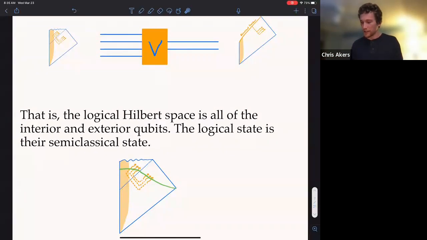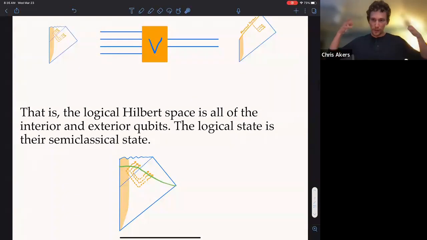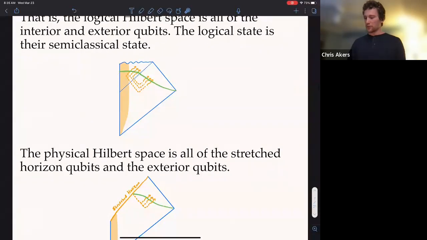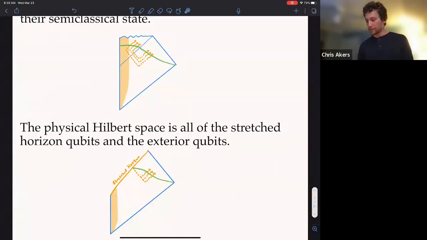In the semiclassical picture, I might draw this green time slice, and all the degrees of freedom on that time slice are the degrees of freedom in the logical Hilbert space. The input state is the semiclassical state. And the physical Hilbert space is all of the stretched horizon qubits and the exterior qubits, so it's everything on this time slice, which includes the outside guys and the stretched horizon.